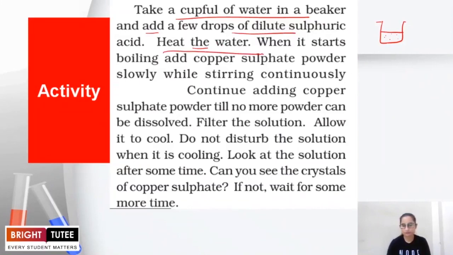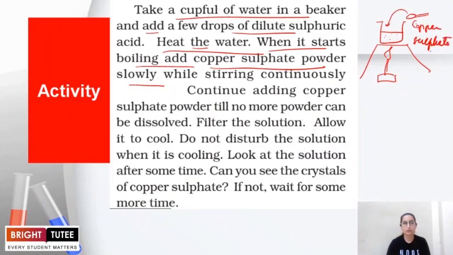Heat the water, right? You are heating the water. You have it on a tripod stand and you are heating it on a burner. Now what? When it starts boiling, add copper sulfate powder slowly. When it starts boiling, you have to add copper sulfate powder slowly. This is copper sulfate.